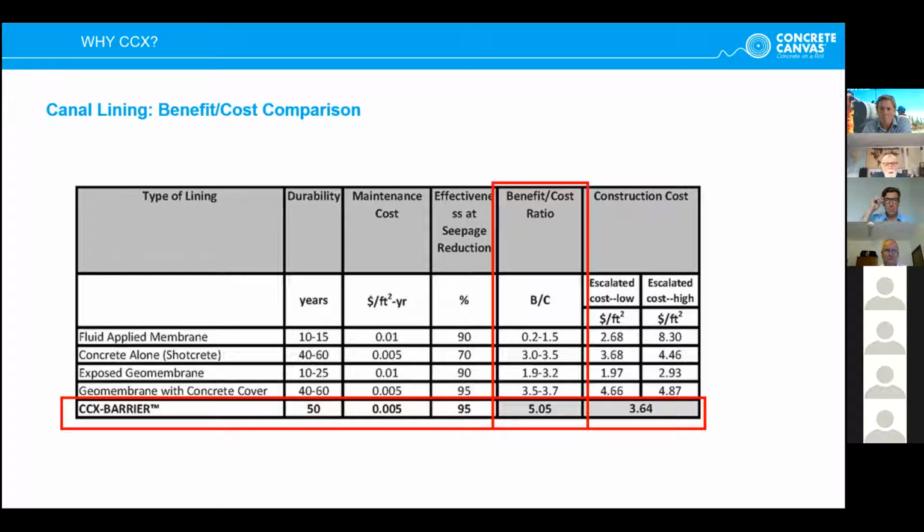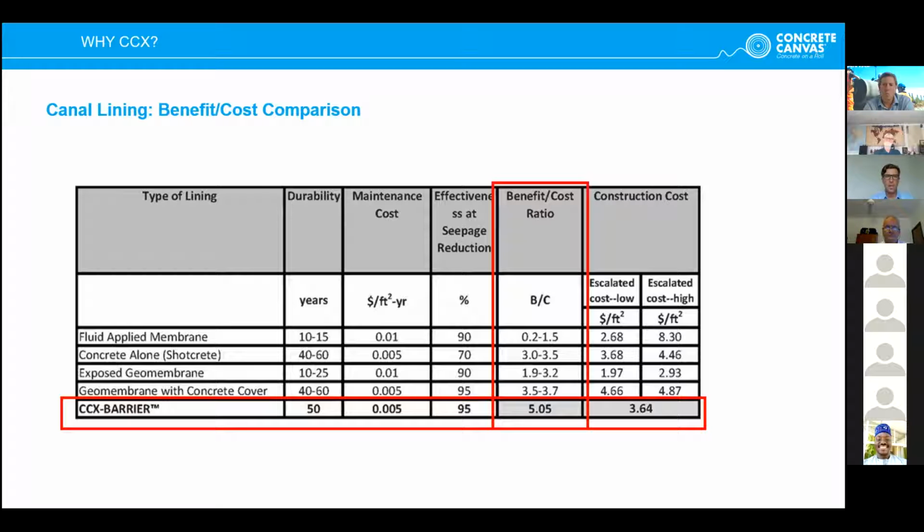It is evident from the analysis that CCX Barrier has a significantly improved benefit cost ratio when compared to all other lining solutions used. It is also evident that the cost of CCX Barrier is slightly more feasible than concrete lining alone. And whilst we appreciate that conditions and costs will vary around the world, we are confident that the utilization of Concrete Canvas CCX will have significant benefits for most canal lining projects when compared to the alternatives.